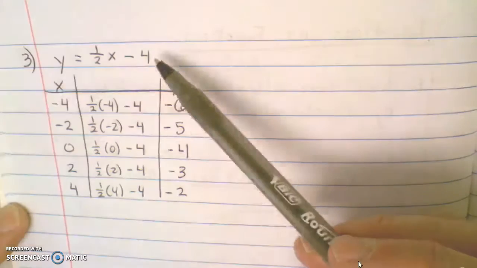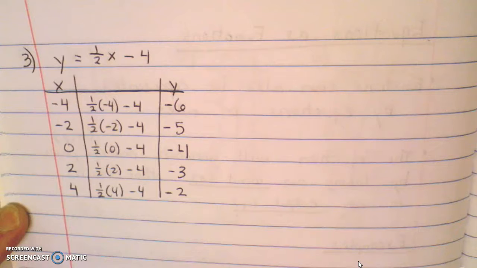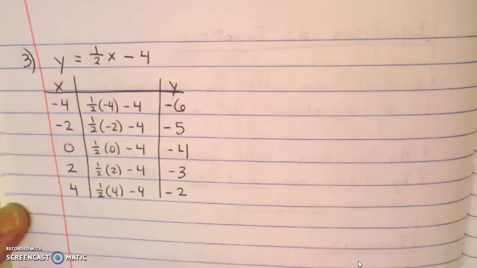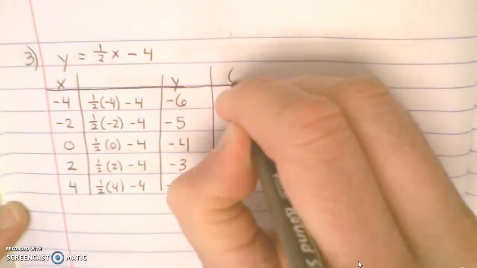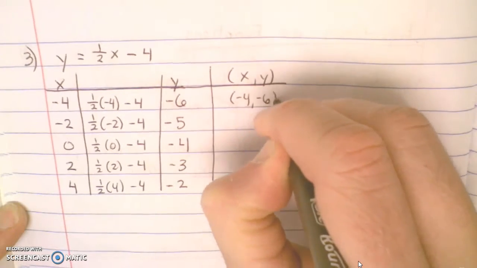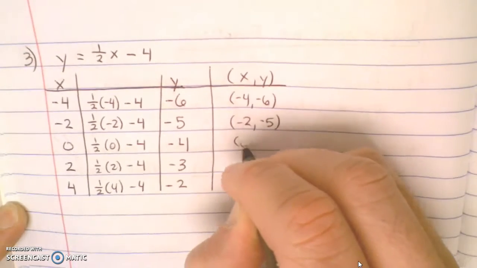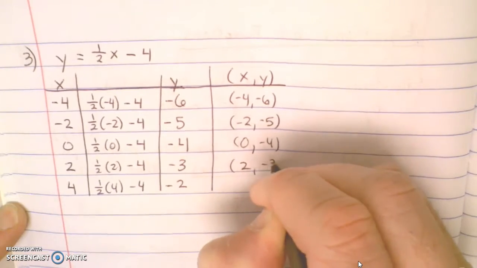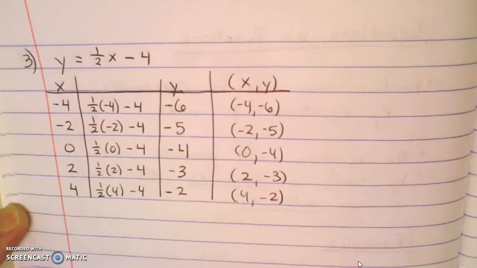So here's my equation, and I'm just taking my x value, plugging it in, and then seeing what comes out for my y value. So again, the only thing that changed was the x value that I plugged in. And then what this gives us is it gives us some coordinates, x comma y, your inputs and your outputs for the table.